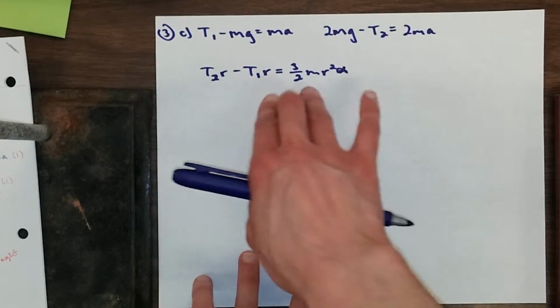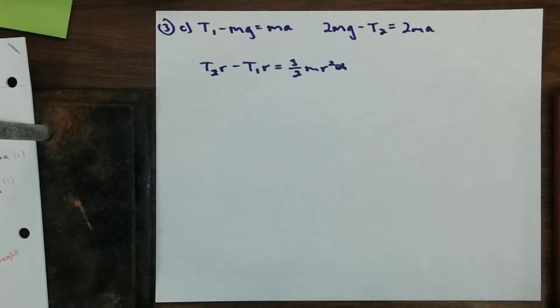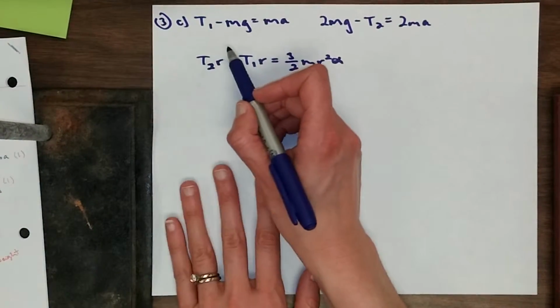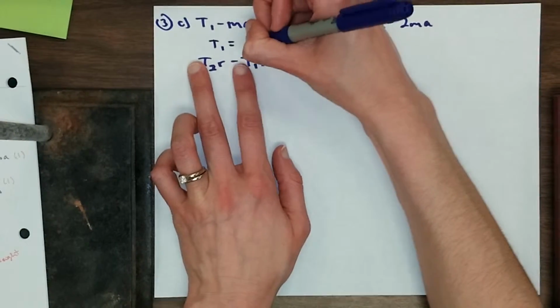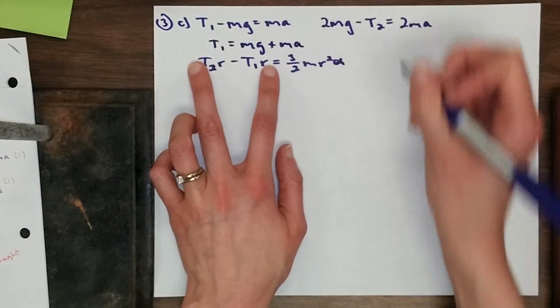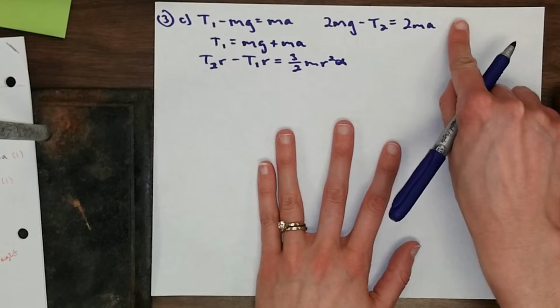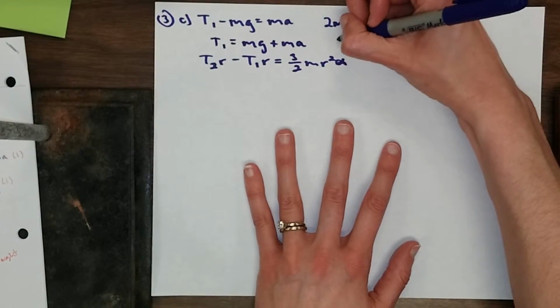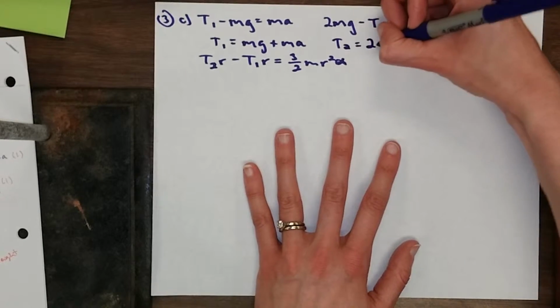so that I can then substitute into here. Because I don't know the two tensions, I want to substitute for those so they're no longer part of my equation. So with this equation on the left, I can just add the mg over to the other side, and I get T1 equals mg plus ma. And then with this one, I can imagine adding the T2 over and then subtracting the ma. So T2 ends up being 2mg minus 2ma there.